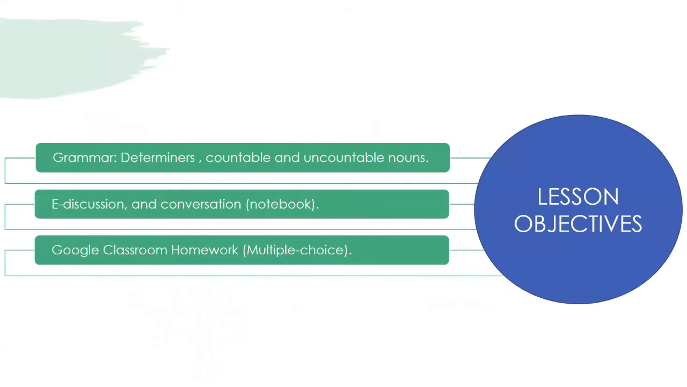For this class, our lesson objectives are to focus on grammar, obviously, and the focus is on determiners, countable and uncountable nouns. We're also going to have a discussion, and this time it's going to be slightly different. I'm not going to focus on affirmative and non-affirmative. It's going to be a little bit different because we only have 2 more classes, right? Yeah, 2 more classes. And then, of course, I will explain your homework, which is multiple choice.